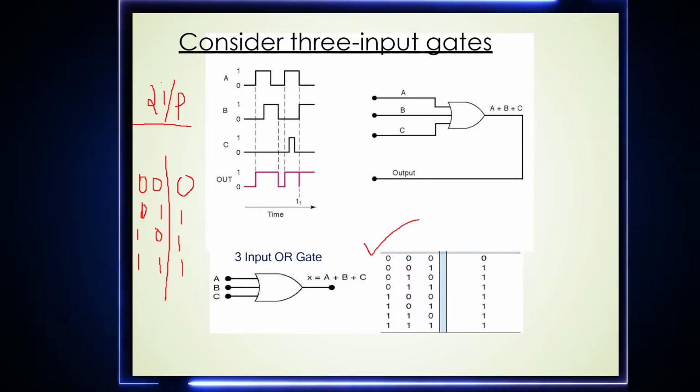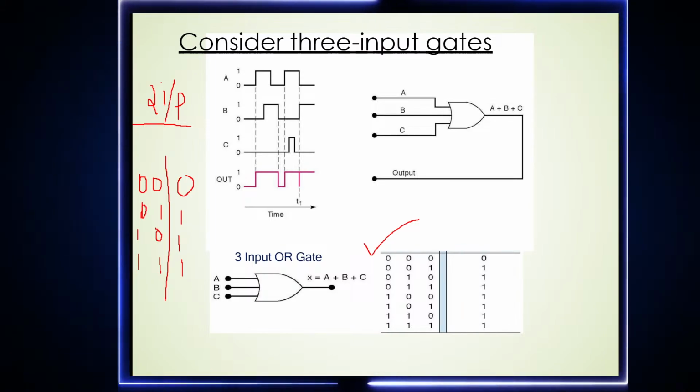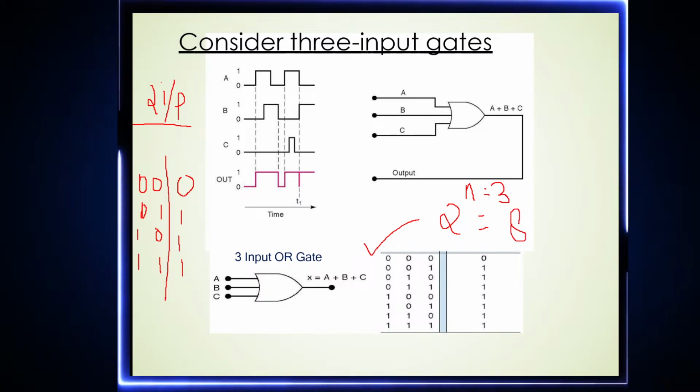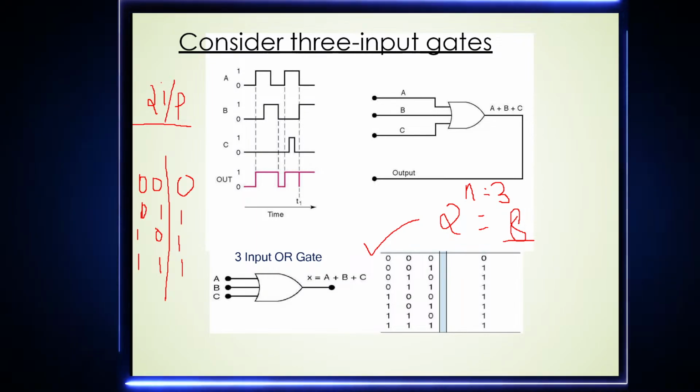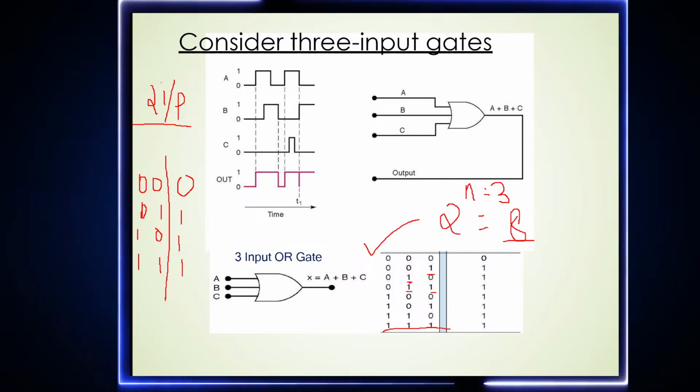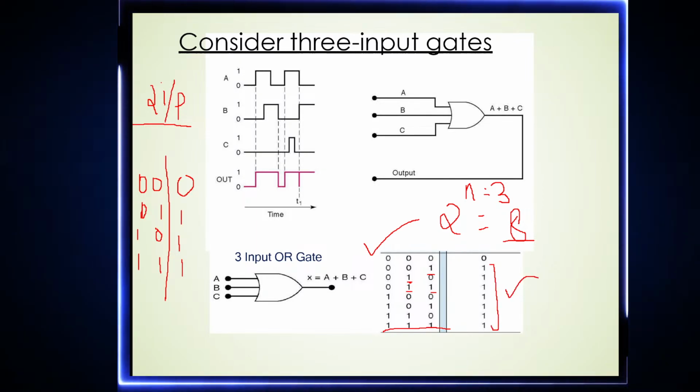Now look at this table. There are 3 inputs, so there will be 8 combinations. You might know this formula, 2 raised to n. In this there are 3 inputs, so our combinations will be 8, that is nothing but 2 raised to 3. So you can see over here, if any one of the inputs is high, or if all the inputs are high, the output will be high, because this is an OR gate.